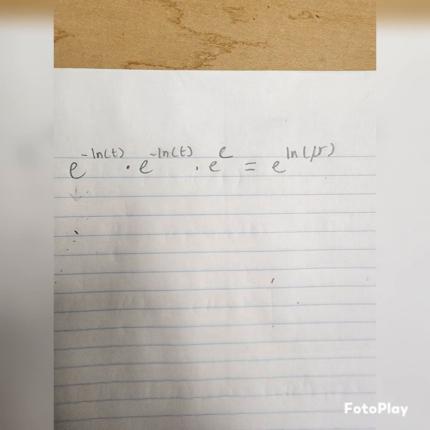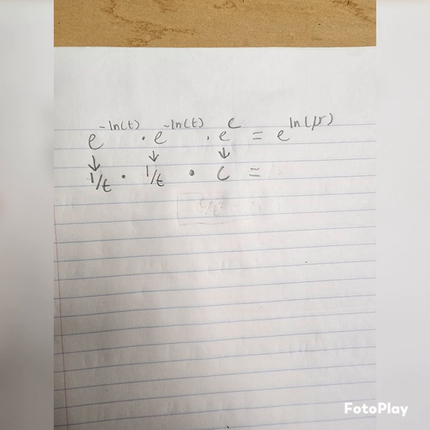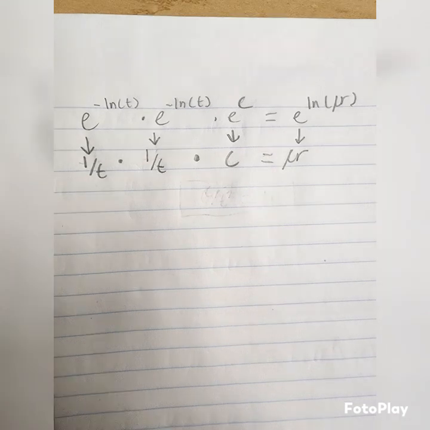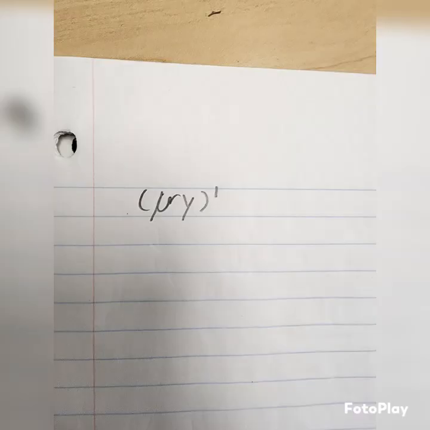So e raised to the negative ln of t is just 1 over t. And then e raised to the c is just going to be c because it's a constant. And then e raised to the ln of mu is just going to be mu. And so we have our final answer for what mu is equal to, which is c over t squared or 1 over t squared. So now that we know what mu is equal to, we can find out what y is equal to.